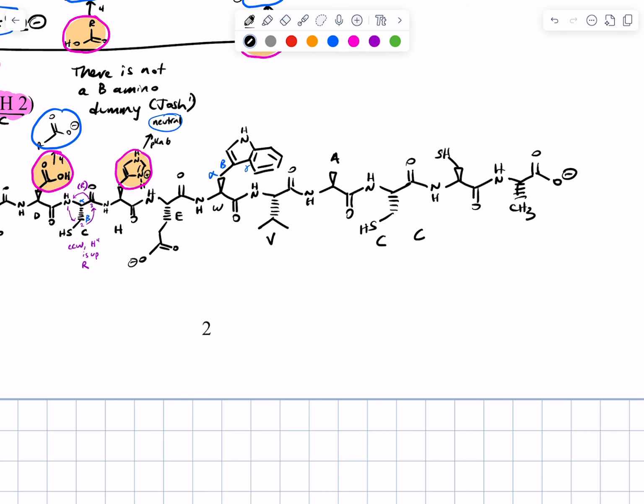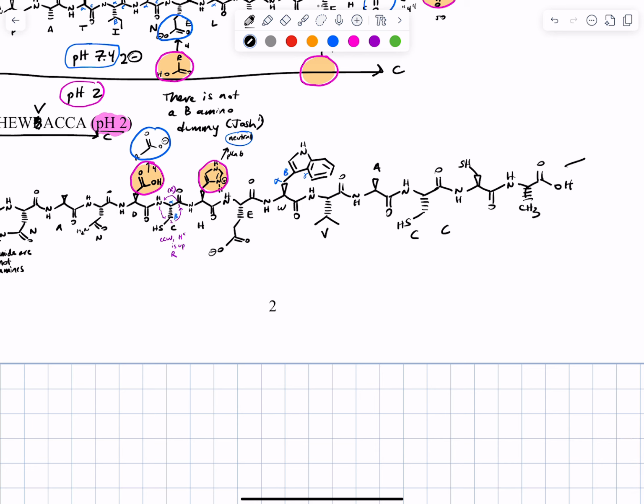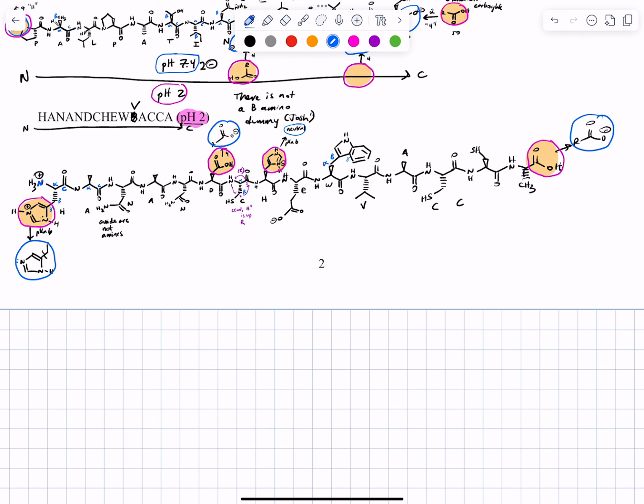and the C-terminal carboxylate group we're going to say is neutral at physiological pH. Sorry, let me back that up. We're going to say that the C-terminal carboxylic acid group for our purposes is going to be neutral at pH 2, just like E and D, but is going to be negatively charged at pH 7. Okay, HANANDCHEWVACCA.